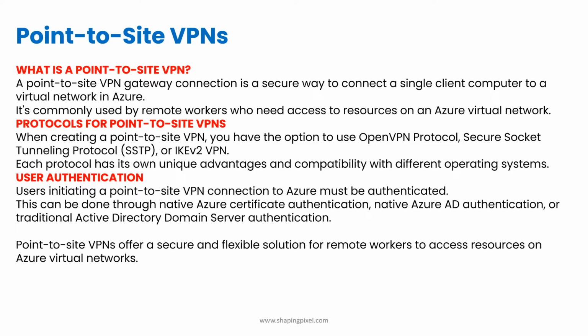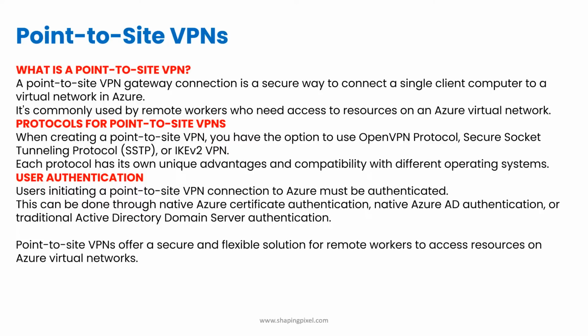Welcome to an introduction to point-to-site VPN. We'll explore the fundamentals of point-to-site VPNs and their practical applications. A point-to-site VPN gateway connection is a secure way to connect a single client computer to a virtual network in Azure. It's commonly used by remote workers who need access to resources on an Azure virtual network. When creating a point-to-site VPN, you have the option to use OpenVPN protocol, Secure Socket Tunneling Protocol, or IKEv2 VPN. Each protocol has its own unique advantages and compatibility with different operating systems.